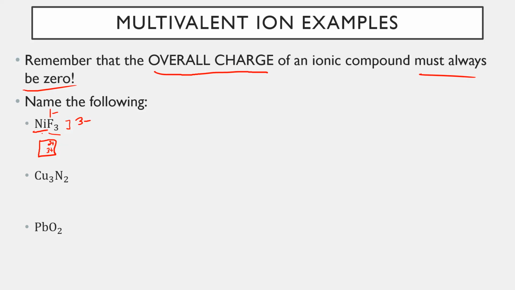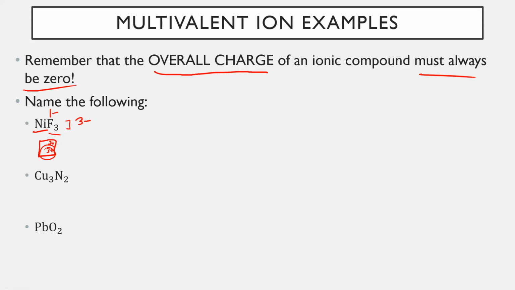We only have 1 nickel. The overall charge of this compound has to be 0. So what do you think it is? Do you think it's going to be +2, or do you think it's going to be +3? Well, hopefully you can see, since your fluorines are 3 negative, your nickel has to have a +3 charge to balance that out. In other words, to make it equal to 0.